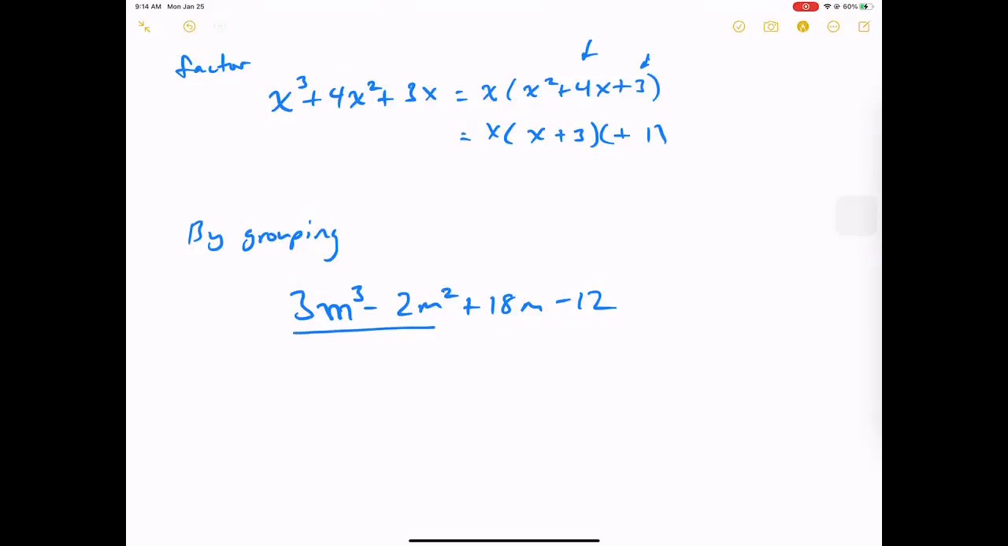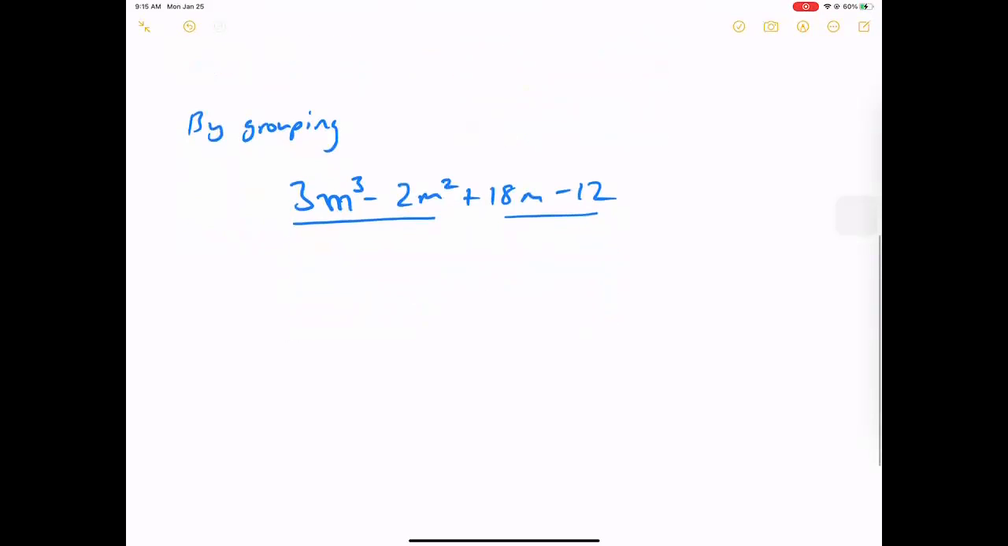We're going to take a front group and a back group. Okay, a front group and a back group. Now in the front group, I know that 3 and 2 are not in common. But how about m cubed and m squared? How many m's do I have in common? I have m squared in common, leaving me 3m plus 2. Whoops, there's no m. 3m plus 2. Double check. 3m times m squared is 3m cubed, and 2 times m squared is 2m squared. And I messed up there because of that negative sign.